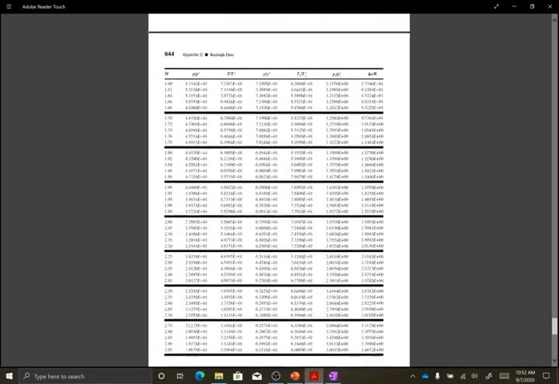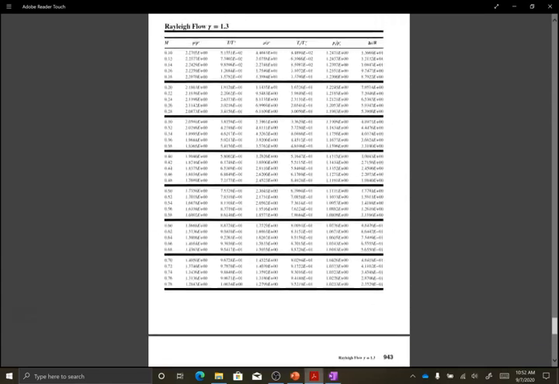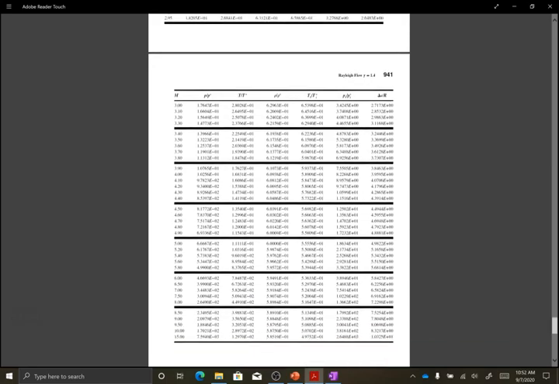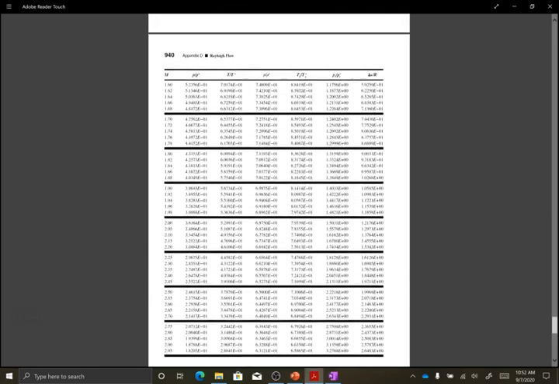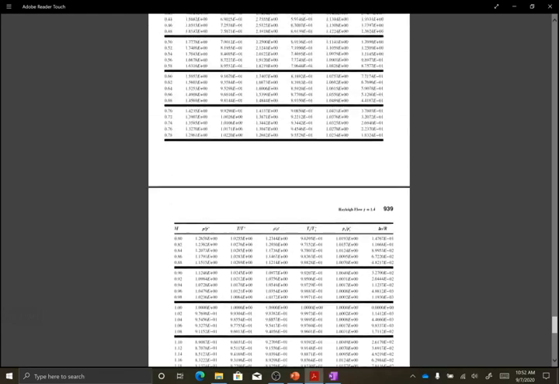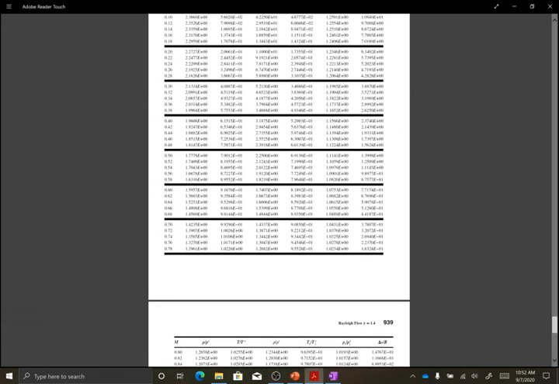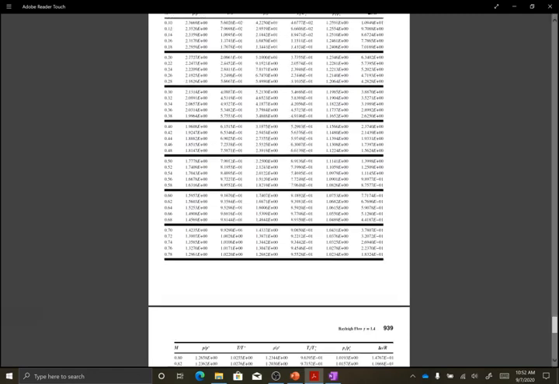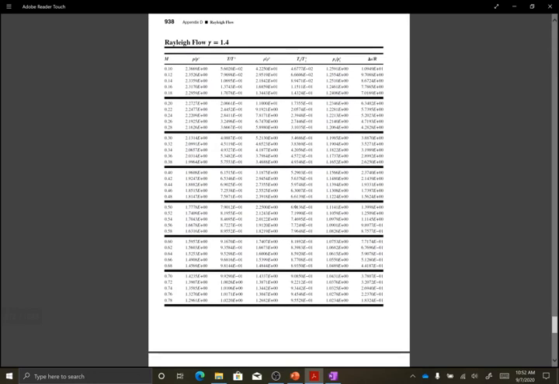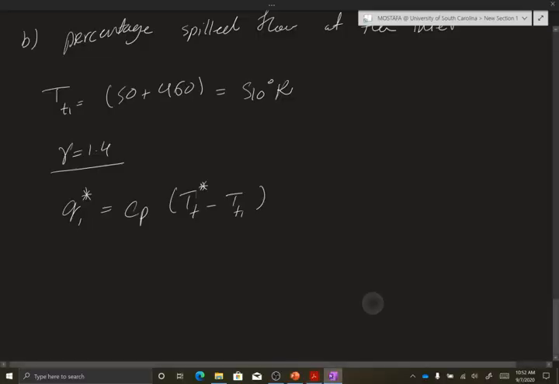So let's go back to the Rayleigh tables for gamma equals 1.4. We are looking at Mach equals 0.5, so subsonic conditions here. This is your total temperature and pressure ratio. We don't really need the pressure ratio here, but just take the total temperature ratio. That's it.